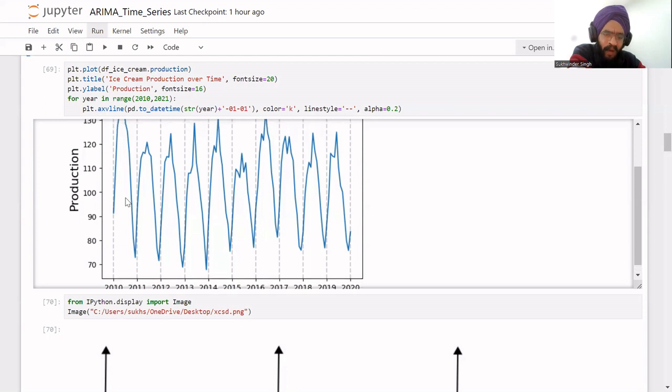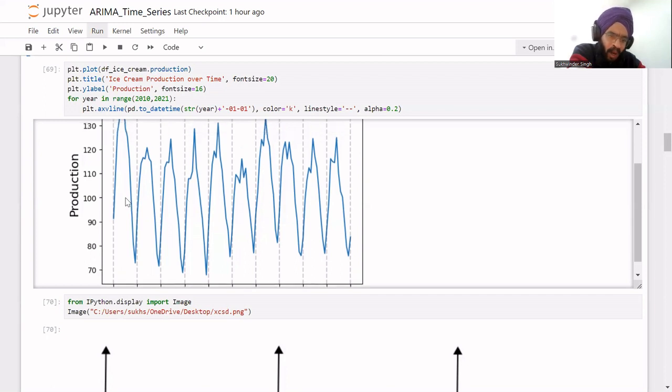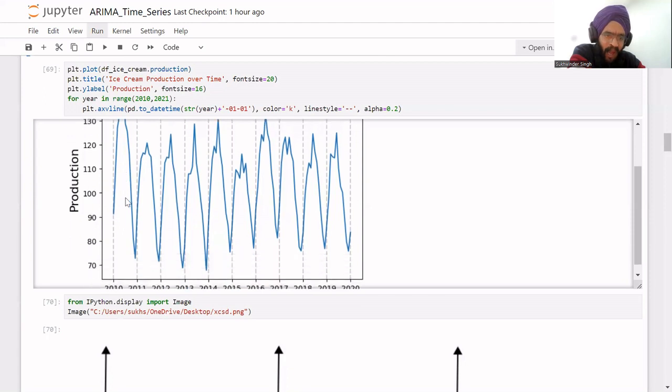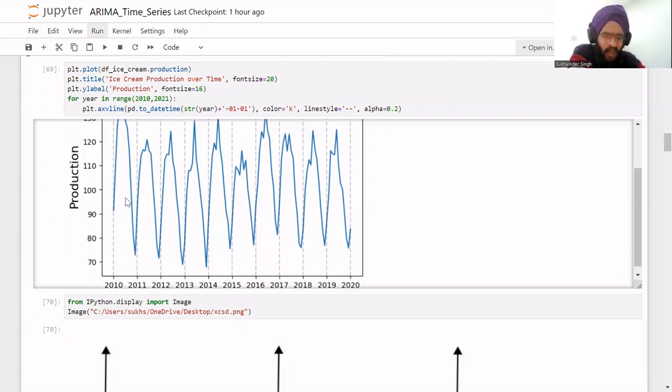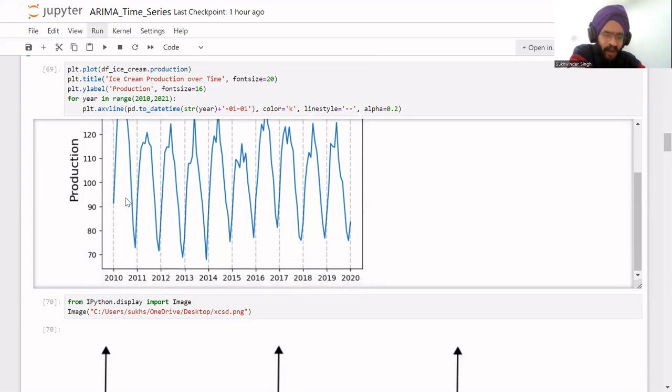Each year we have a cyclic trend, and the trend shows we have a maximum height of approximately 140 and a minimum of 70 in 2014. So there are 10 years, and all of the years have a cyclic trend with respect to the requirement of the product in the market.